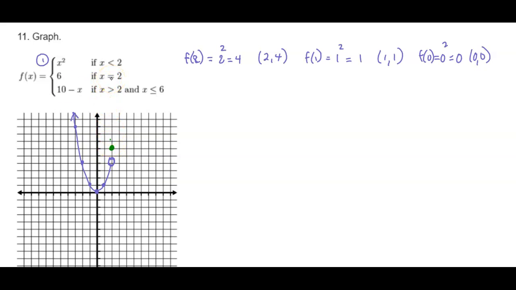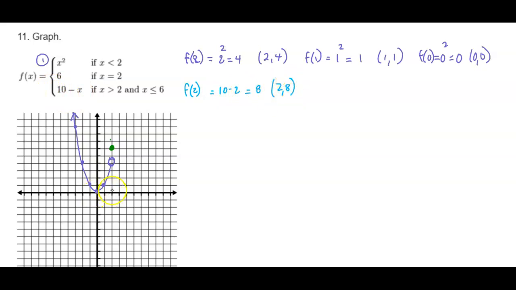All right, the last piece is 10 minus x between 2 and 6. So I'm going to do the same thing. I'm going to use my constraints to tell me what to plug in. So I want to plug in 2 to see what the left point of my segment is, and I want to plug in 6 to see what the right point of my segment is. So let's plug in 2 first. I'm going to use a different color because we're plugging into a different equation. So I'm going to plug in 2 into this equation right here. That's going to be 10 minus 2. That gives me 8. So I have a point at (2, 8).